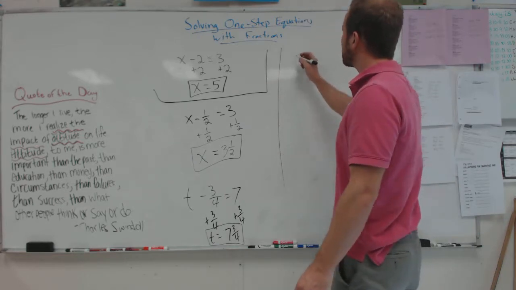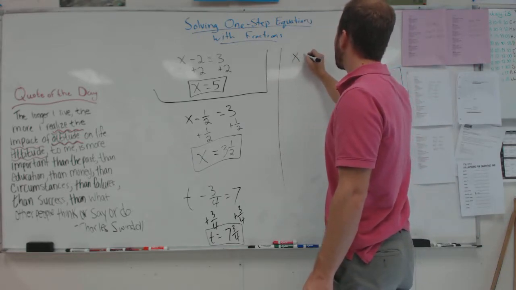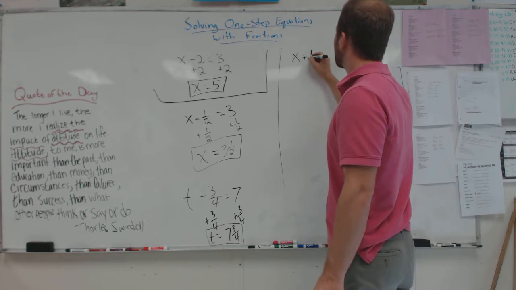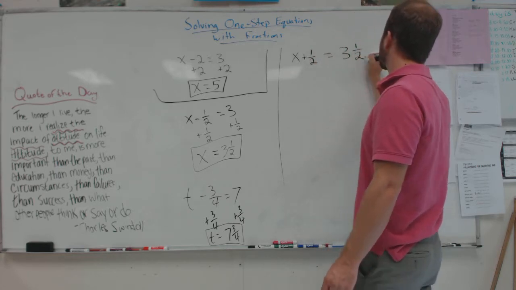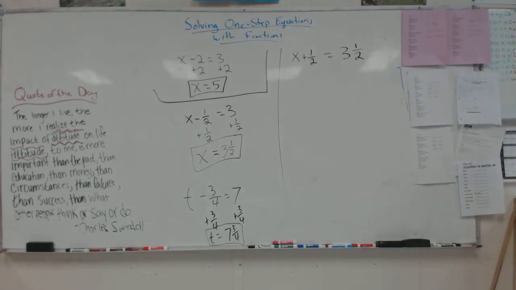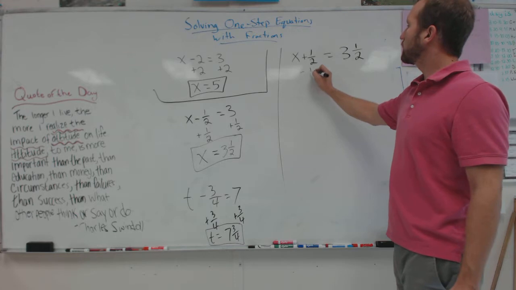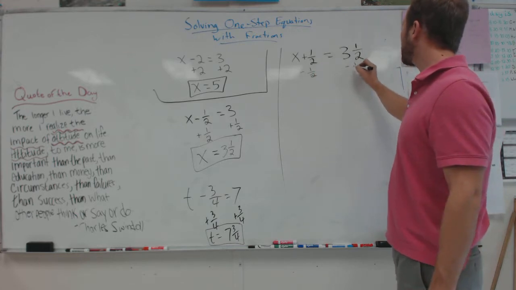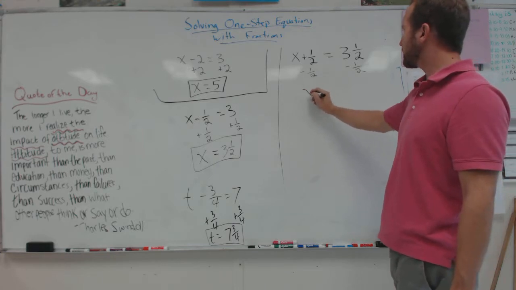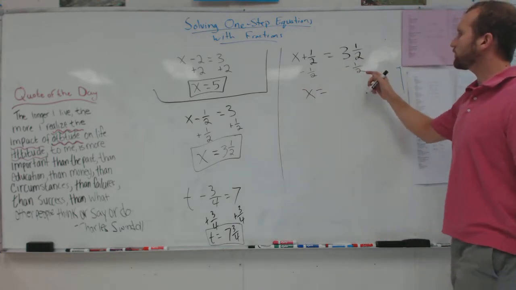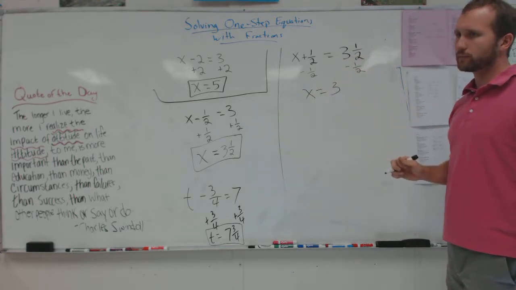Next type. What if instead of minus, I have x plus 1/2? Well, let's say it equals 3.5. Subtract 1/2 from both sides. So what's left over here is x. And 3.5 minus 1/2 is just 3.